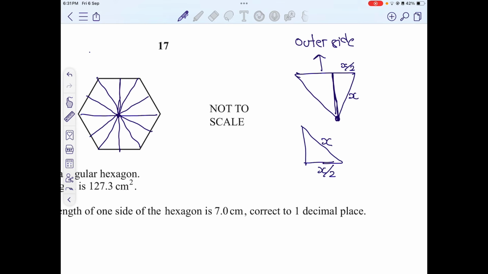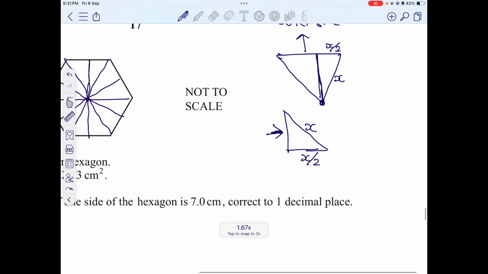The area is basically half base into height, so I would need to find this side as well. I can simply say x squared minus 0.5, because x over 2 can be written as 0.5x. The whole thing would be squared as well. Square root of that would give me this answer.